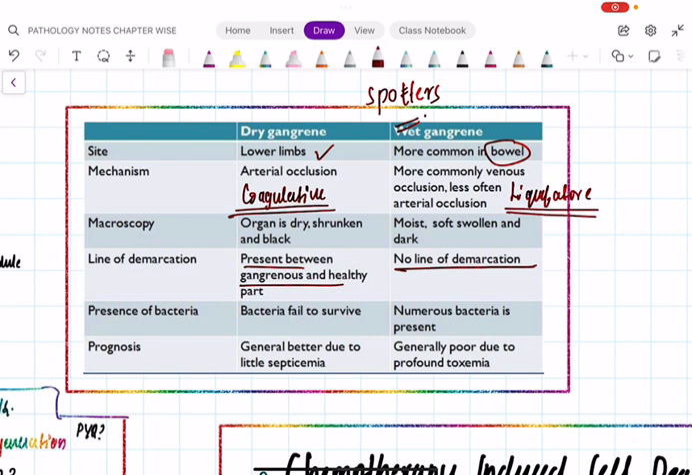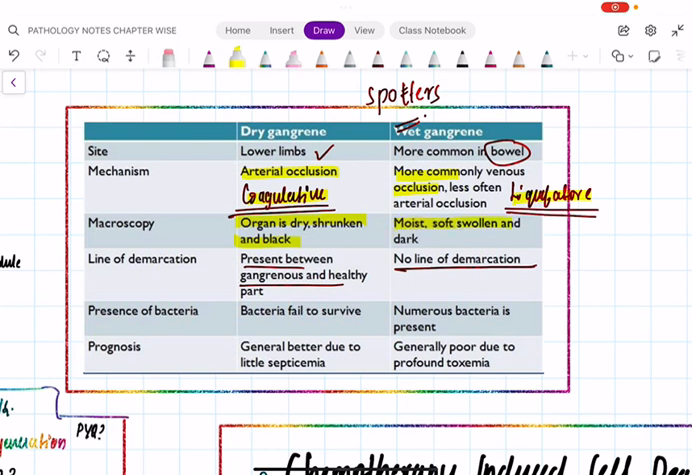Then the mechanism is important. Dry gangrene is due to arterial occlusion, whereas wet gangrene is due to venous occlusion. Wet gangrene is liquefactive, and dry gangrene is coagulative. In macroscopy, dry means the organ will be dry or black in color. Of course, wet gangrene will be moist, soft, swollen and dark.